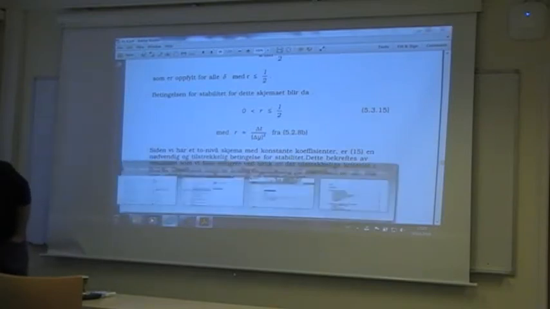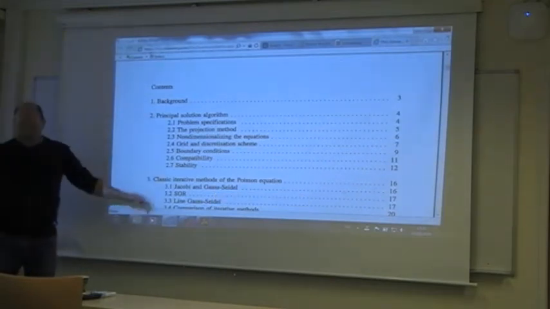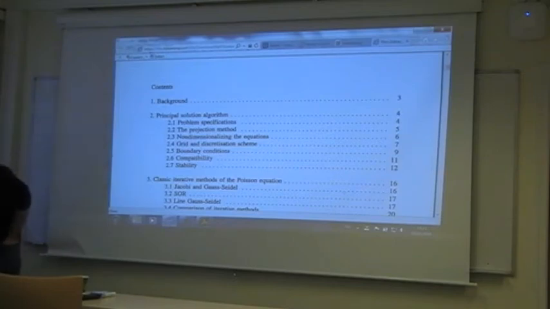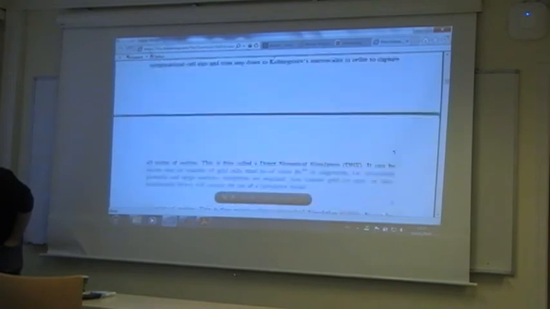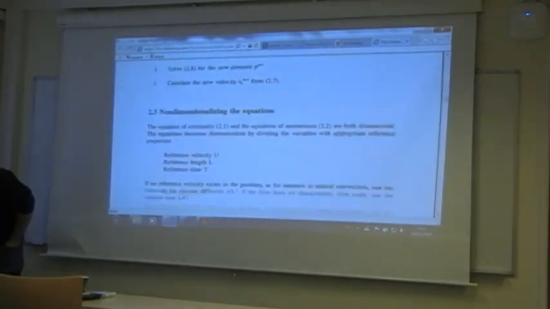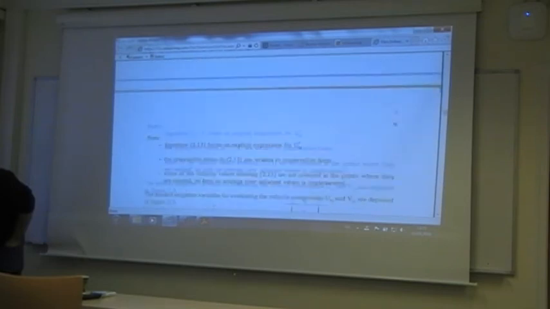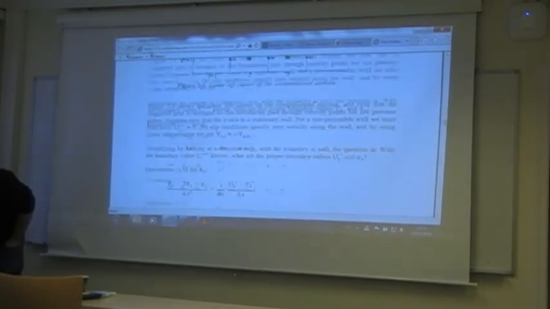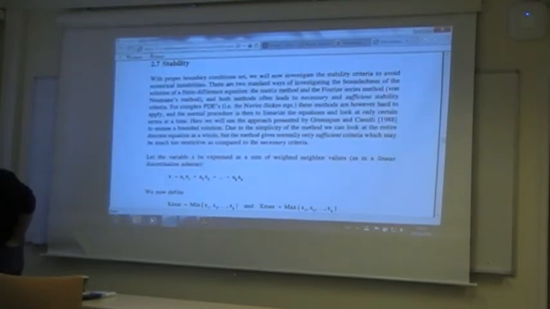So today let's have a look at stability, but a method I like to call max mean. I know some like to call it a positive coefficient method. And you find the theory here in 2.7. Here somewhere. Stability.